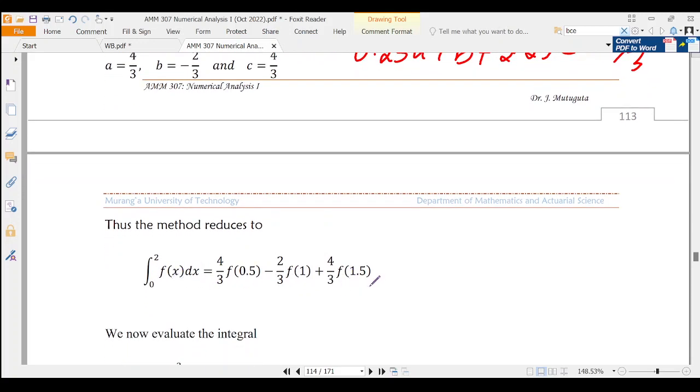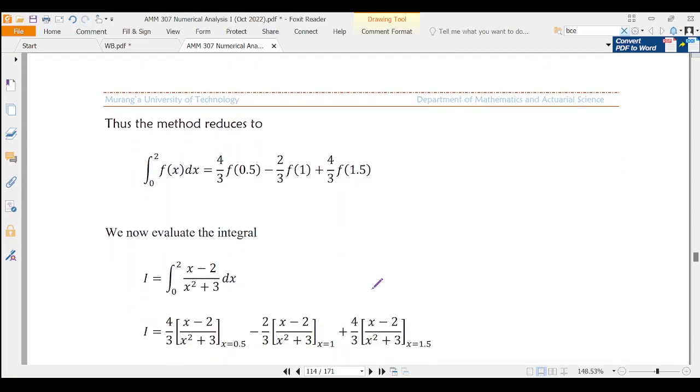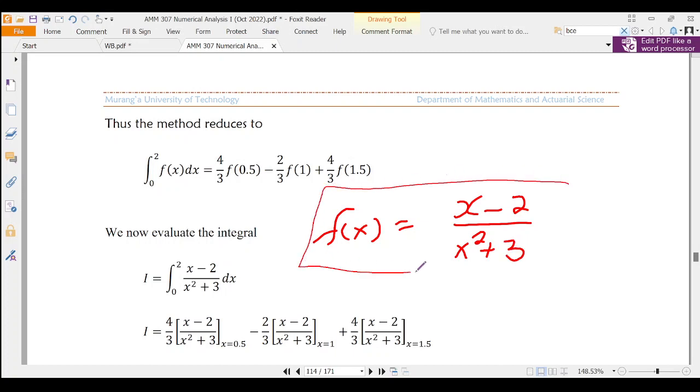This now is a 3-point method. So you see that now using this method is easy. We just need to evaluate the value of the function at 0.5, at 1, and at 1.5. So we consider this integral, for example. The function here, f of x is equal to x minus 2 divided by x squared plus 3. So this is the function that we need to evaluate at these 3 points: at x is equal to 0.5, at x is equal to 1, and at x is 1.5.